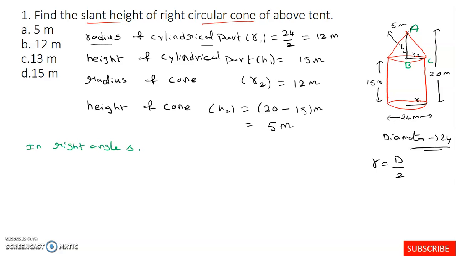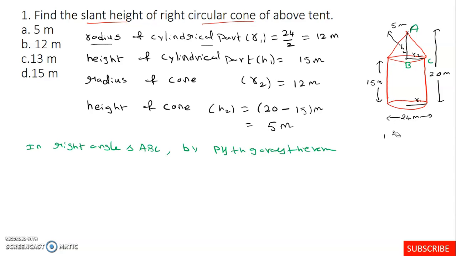In right angle triangle ABC, by Pythagoras theorem, you have to apply Pythagoras theorem. Okay, I will draw the triangle for you. See the triangle. What is the triangle? Yes, ABC. This is A, this is B, this is C.